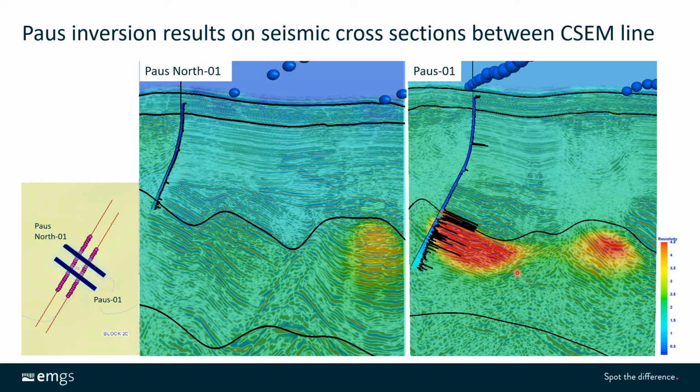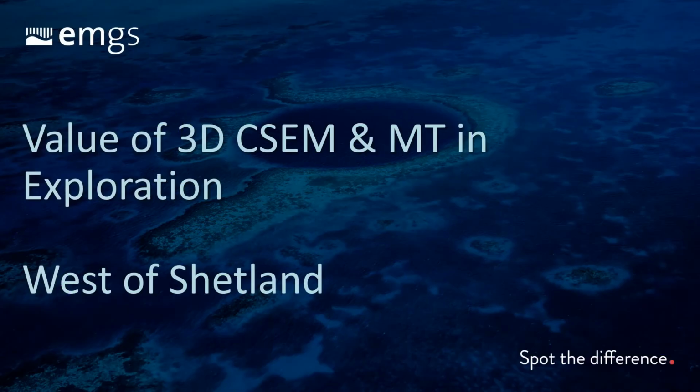But the good thing is that where the seismic wipeout was, CSEM gives you some nice resistor, and that's associated with the hydrocarbon. So that was the example where you can use EM in prospectivity or finding oil and gas.